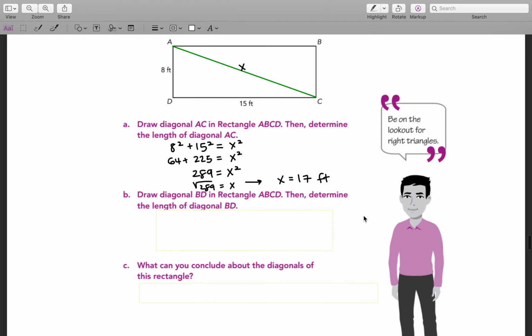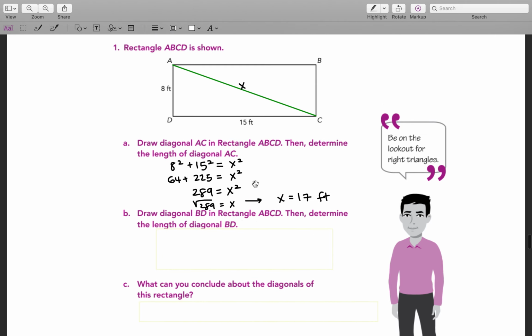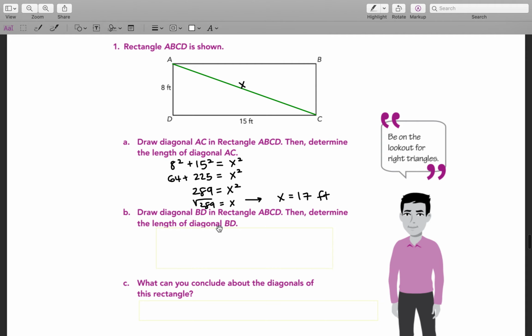Next, draw a diagonal BD in rectangle ABCD, then determine the length of diagonal BD. If you do it the same way, if you draw BAD and create a triangle, it'll be the same as part A, which will be 17 feet. Because if you draw a diagonal BD right here, this BC is still going to be 8 feet because it's a rectangle. This side and this side are the same. They're still sharing this width, which is 15, so 15 and 8, and the hypotenuse would still be 17, the same work as part A.